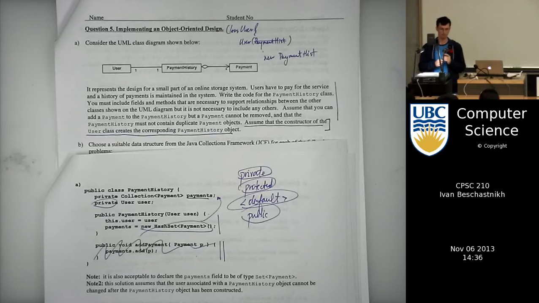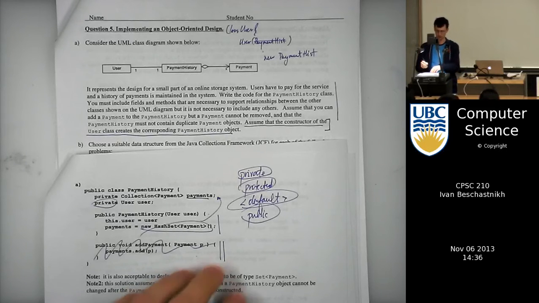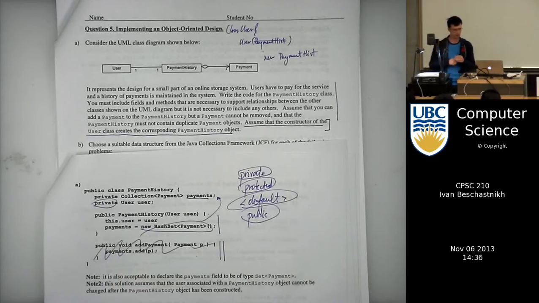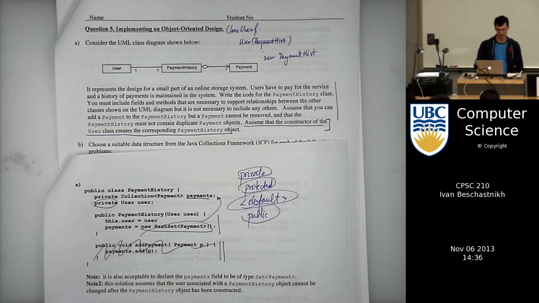What's the difference between default and private? Default means that it's only visible within that package. So here's my package, I have the model package, right? If I had a field in any of these classes that was not private, not protected, not public, it would be only visible to classes within the model package. But if it was public, then something in the UI could access it.